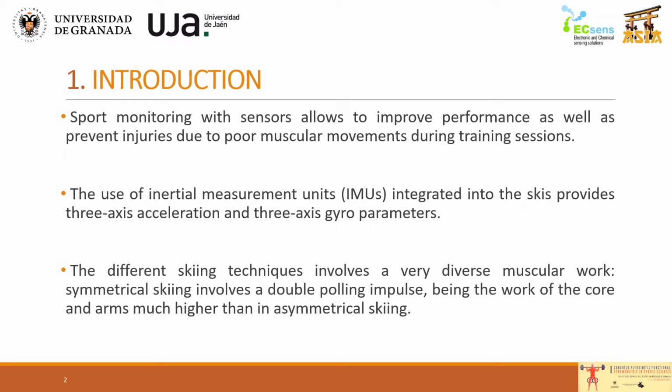As we are all aware, nowadays the inclusion of sensors for sport monitoring can provide information regarding the technique, not only for the improvement of performance and the tracking of the training, but also to prevent injuries due to poor muscular movements. In this context, the use of inertial measurement units, or IMUs, integrated into the skis provides 3-axis acceleration and 3-axis gyro parameters which, in principle, are slightly different depending on the used skiing technique.